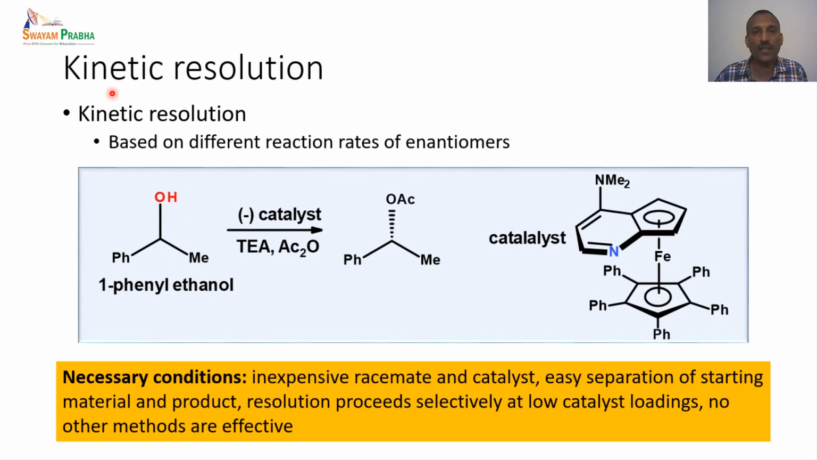The next method is the kinetic resolution. In the enzymatic one, we use enzymes. In the case of kinetic resolution, we generally use some catalyst. In this case, phenylethanol is treated with the catalyst in the presence of acetic anhydride and the base triethylamine, giving the corresponding acetate derivative. The catalyst structure is shown here. This is the chiral reagent which is employed for this kinetic resolution.